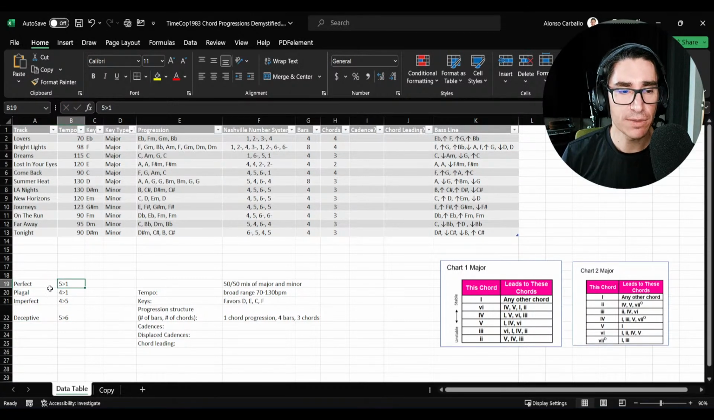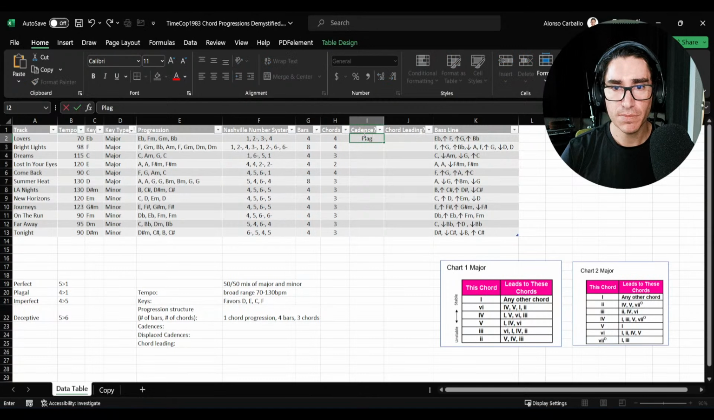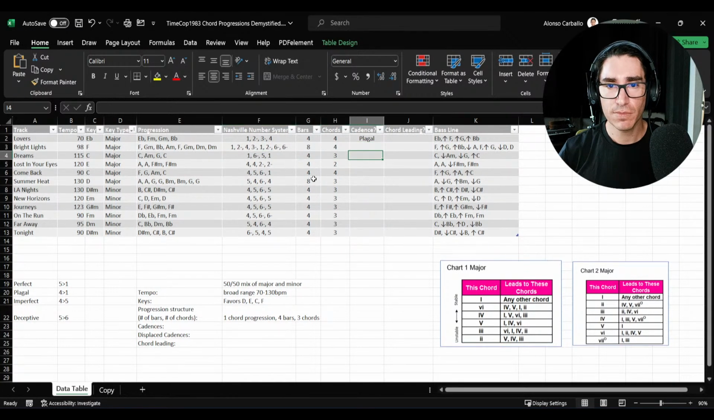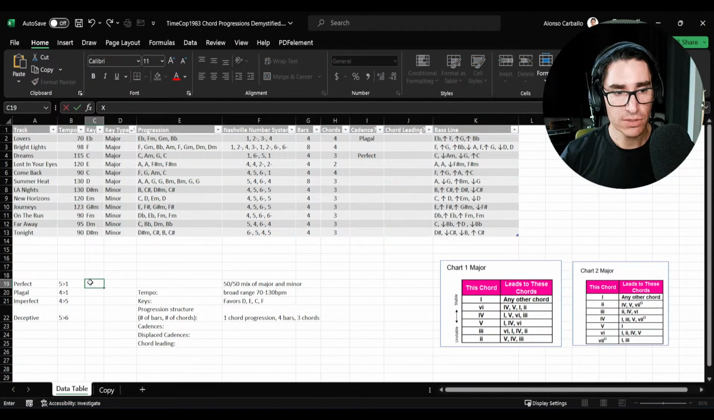So let's see what we can find. Perfect cadences. This one is a plagal cadence. We're going from the 4 to the 1, as you see here. Okay, so this is a plagal cadence. Now, perfect cadence, are there any 5 to 1? The only one that I can see is here. Any other perfect or plagal? 4 to 5, 5 to 4. So we don't have any other 4 to 1 and any other 5 to 1s. Okay. So let's see, so no other perfect, no other plagal.